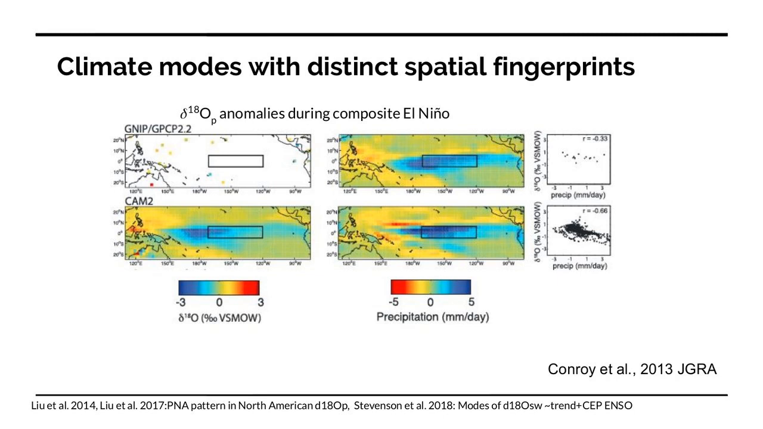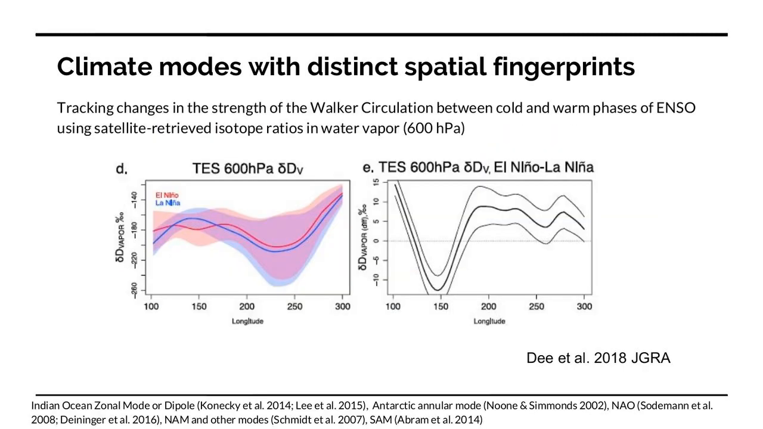And so in terms of climate modes, we can think about the ocean, we can think about delta 18O in precipitation, of course, but we can also think about signatures in the atmosphere in vapor isotopes. And so this is a great example from a recent paper by Sylvia D. and colleagues, where she's showing that stable isotope values of vapor in the upper troposphere are tracking the strength of the Walker circulation between these cold and warm phases of ENSO.